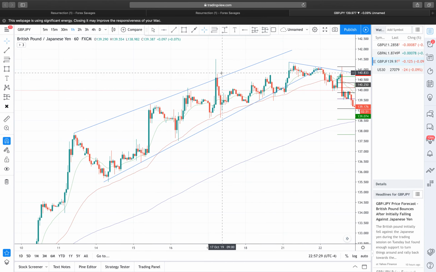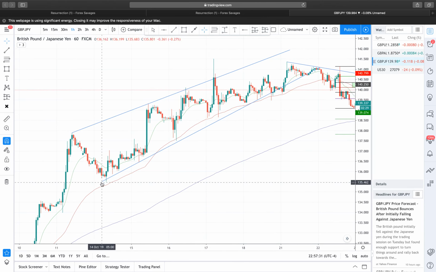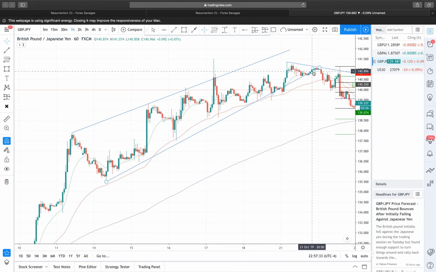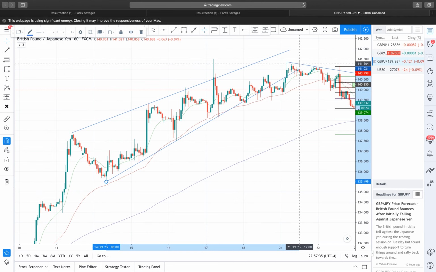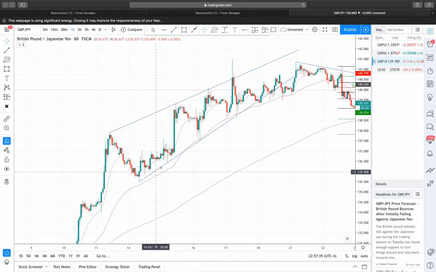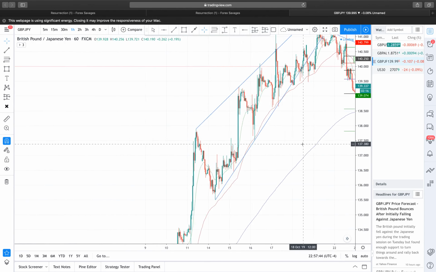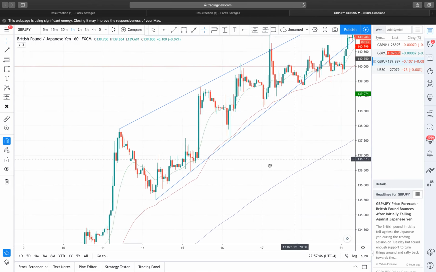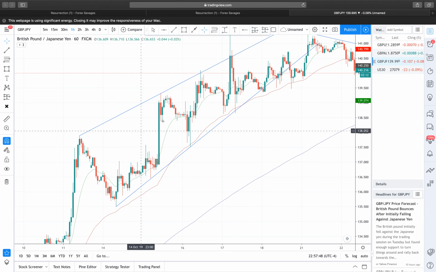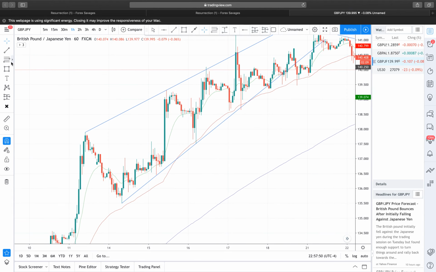One, two, three, four, five bounces. Right there. One, two, three, four, and as you guys can see, that in my opinion is a valid trend line. So this is how I use my trend lines in confluence.